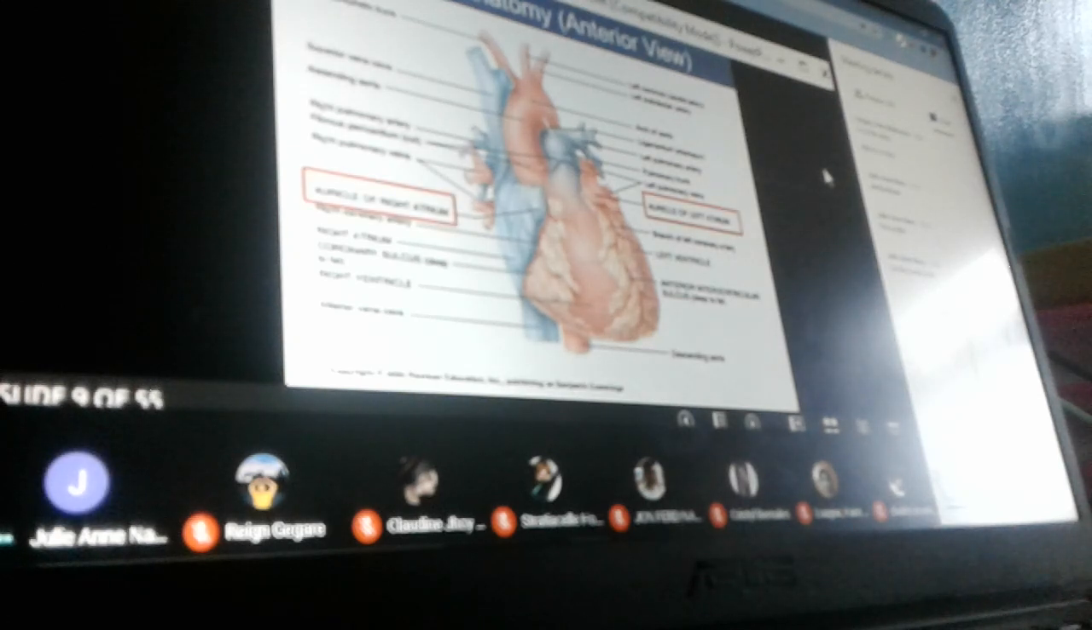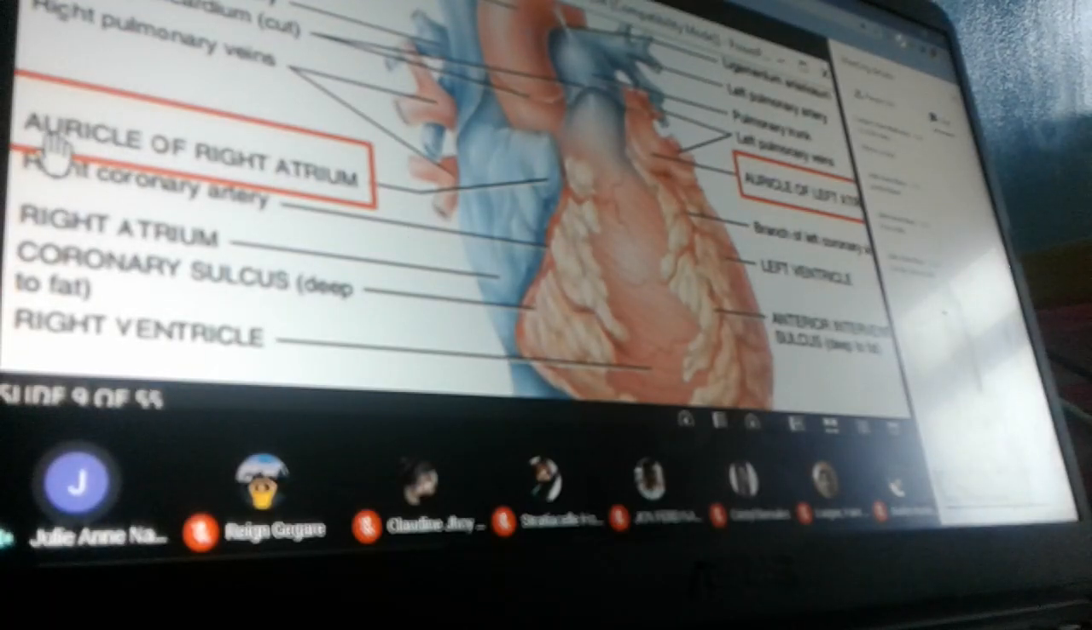So, externally, class, sa labas ng ating atrium, meron tayong tinatawag na auricle, okay? So yung auricle na yan, class, it is a wrinkled, kita niyo siya, para siyang may wrinkles, di ba? Wrinkled pouch-like structure that slightly increases the capacity of the atrium. So medyo dinadagdagan niya yung capacity ng ating atrium.